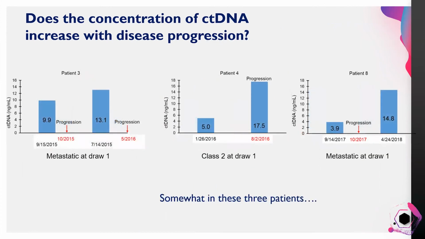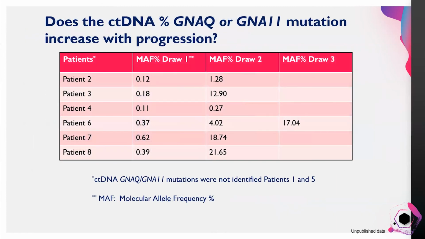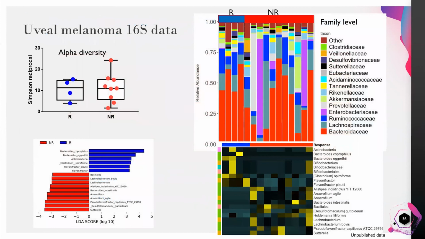I probably don't have time to go through this, you guys, but really it's the question of, does this circulating tumor DNA count increase with progression? The answer is yes, no, and maybe, if you will. In these 3 patients, it really markedly increased as they became metastatic. And then 2 last slides here.